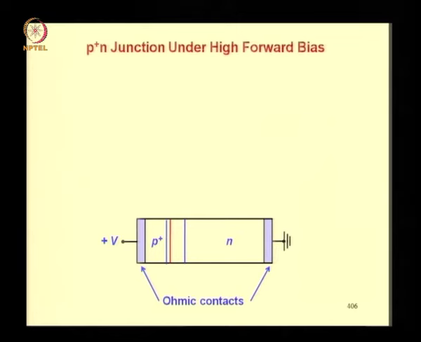Now let us discuss the p plus n junction under high forward bias. So this is a diagram of the junction. You have ohmic contacts at the two ends, and this is the space charge region width. The brown line here is the junction.